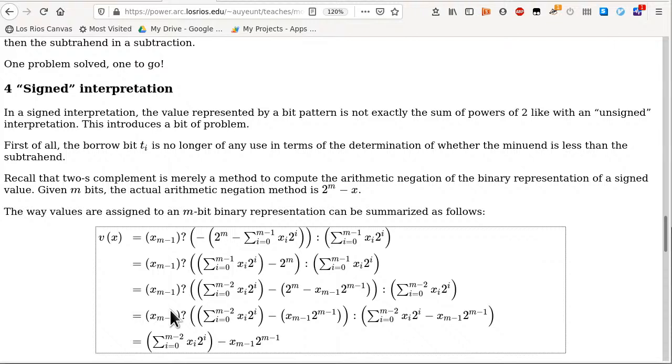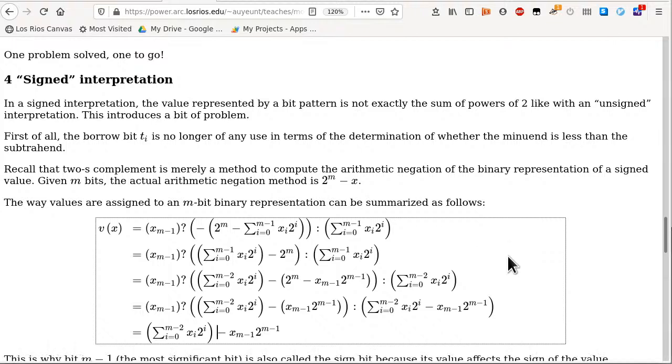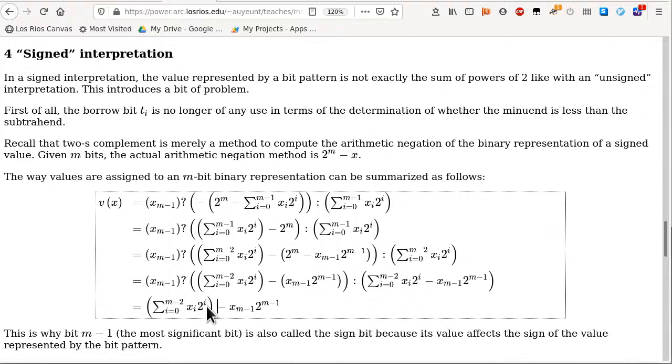Okay, it is actually okay to ignore all the sigma notations, except for people who really want to understand why we can come to this conclusion. Then you might want to go through the derivation just to get a better understanding. But the conclusion is, when you look at X as a bit pattern and V of X being the signed value represented by X as a bit pattern, it is like this. It is the summation of xi times 2 to the power of i.